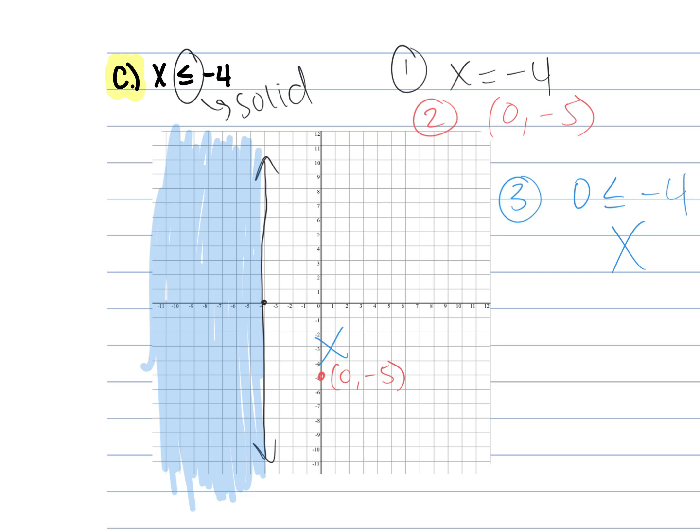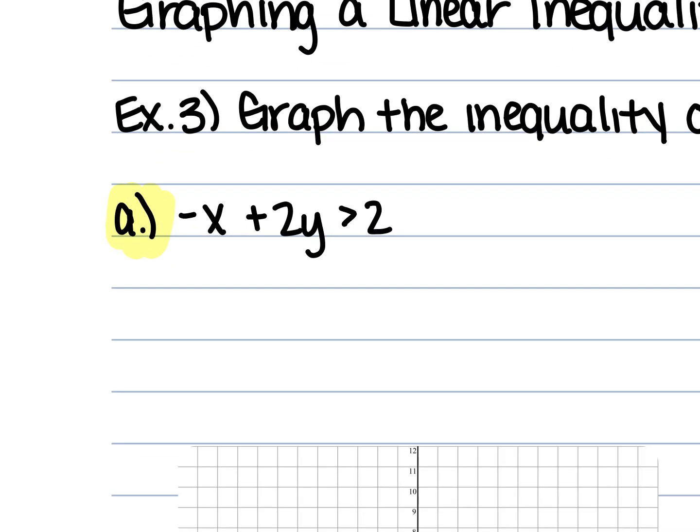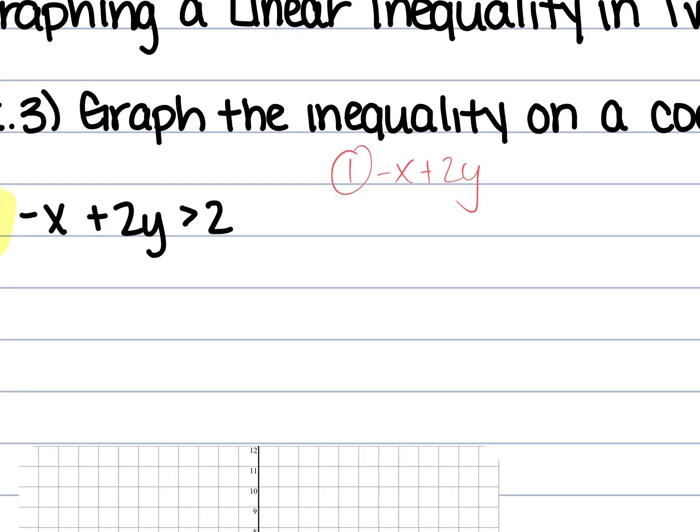Okay. How are we doing, guys? All right, let's try it out. Take a look at the next one. Same exact steps, people. What was step number 1? Use an equal sign. Okay. So rewrite this, but use an equal sign. So step number 1, we have negative x plus 2y equals 2.